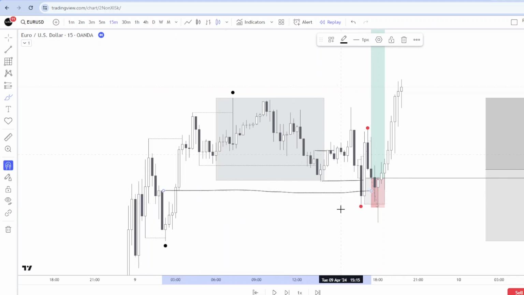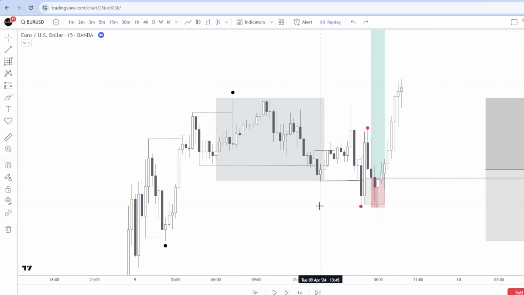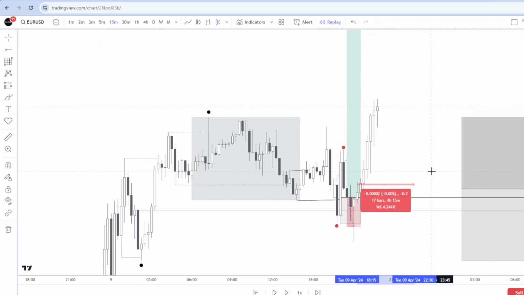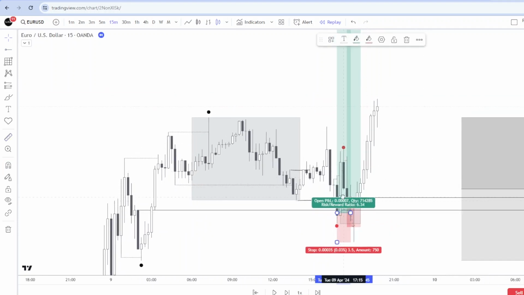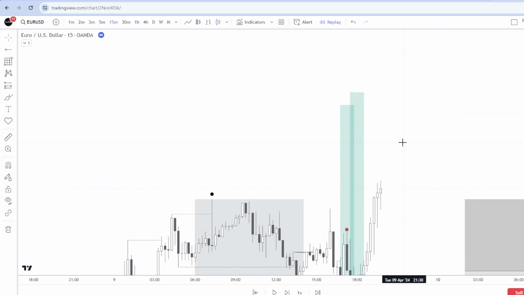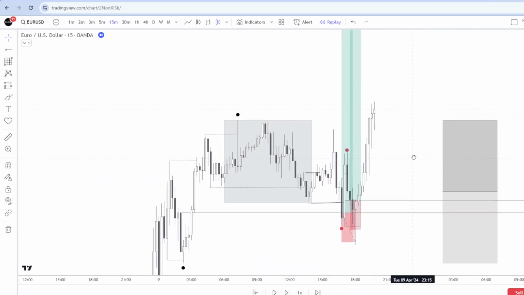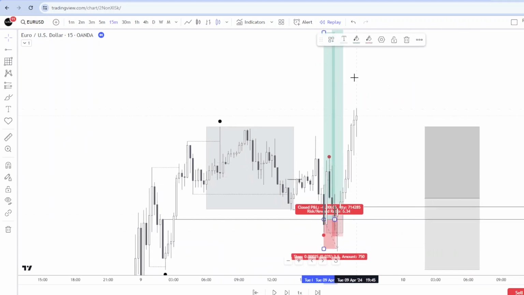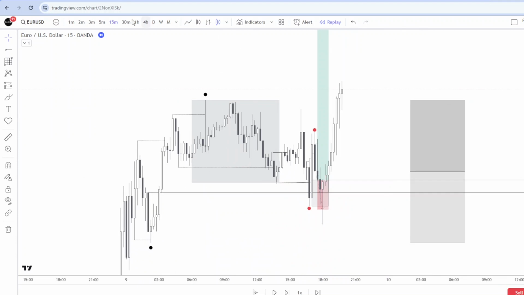Okay, so the first entry would have been on this key level, this one, like that here, and target profit, our previous week high was the target. Okay, but this is not the entry that I took. I went on lower time frame after price mitigated this key level.